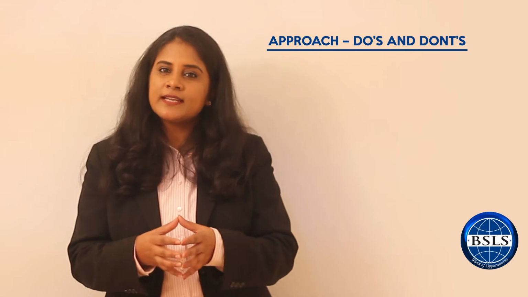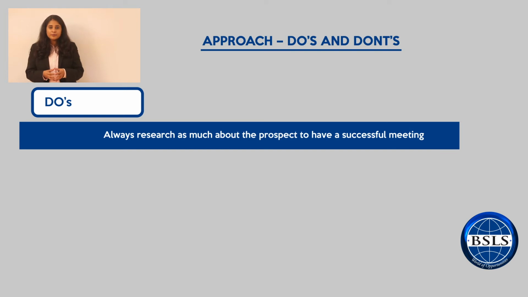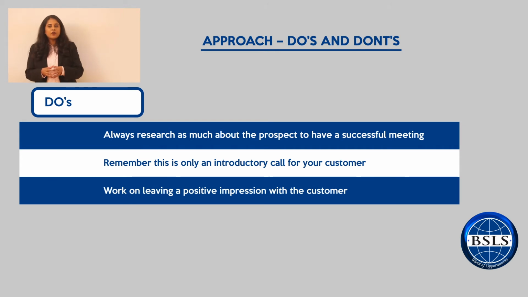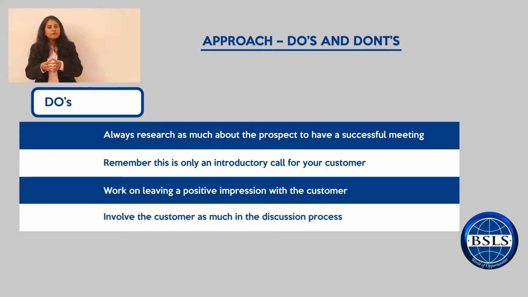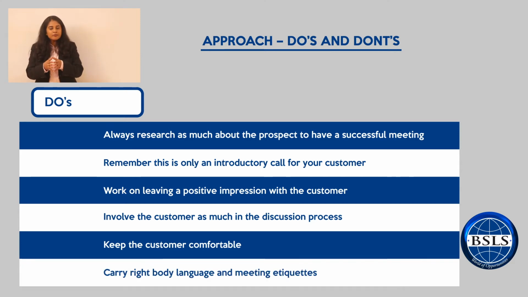Let us now look at some do's and don'ts for a salesperson in the approach stage. First, the do's. Always research about your prospect as much as possible and gather as many details as possible. This will help you to have a successful meeting. Remember, this is only an introductory call for your customer. Involve your customer in the discussion as much as possible. Ask him questions, allow him to speak and listen to him. Keep your customer comfortable. And at last, carry the right body language and the meeting etiquettes.